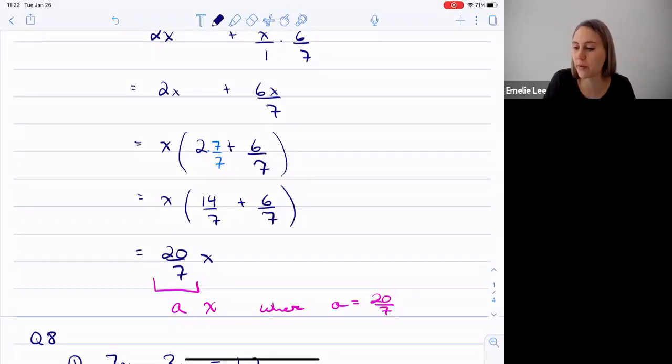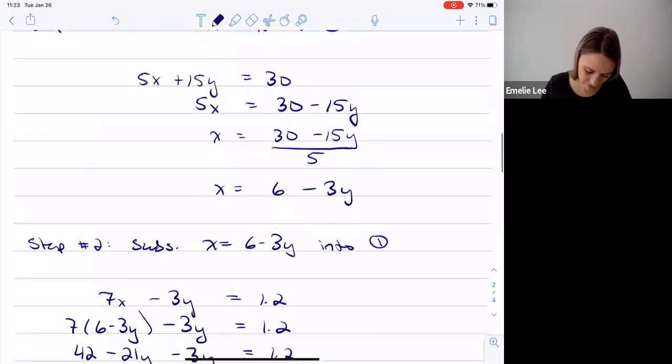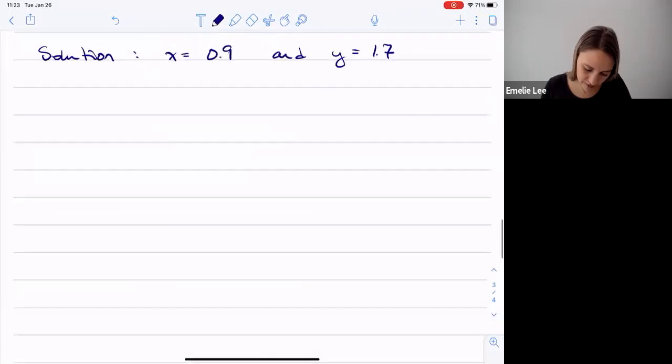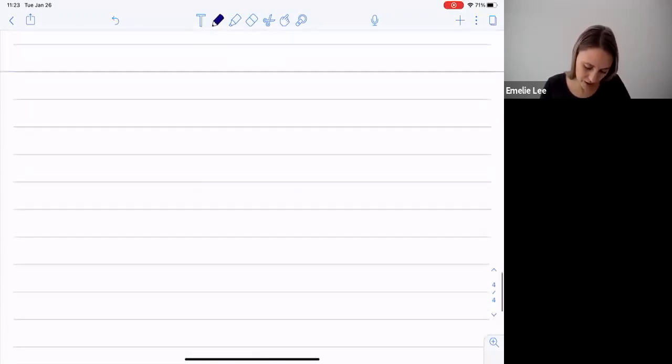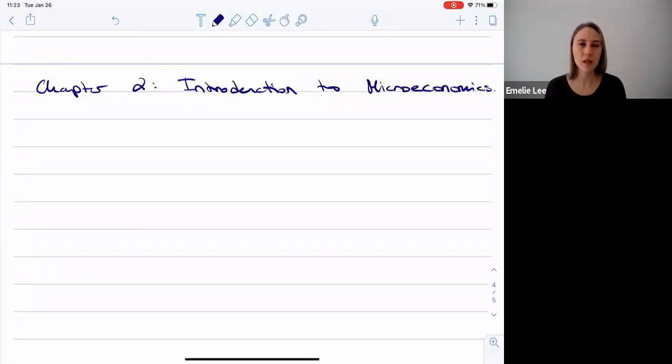Let me clear up my workspace here. Those are just things that we went through. I'll put it on a fresh page. So chapter 2 is called an introduction to microeconomics. And like I said, we're just going to dip into it, get what we need, and then move on.